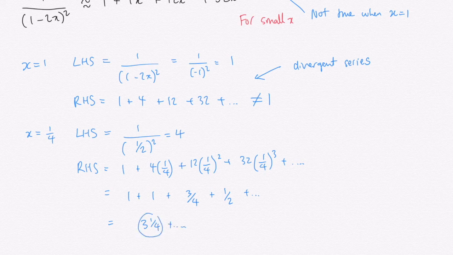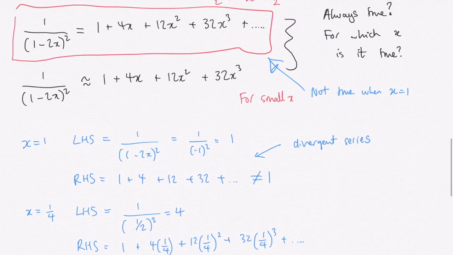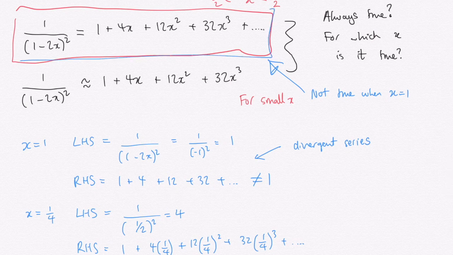Notice this isn't equal to 4 yet, but I'm not going to prove this now. If we continue calculating these remaining terms, the more terms we calculate, the closer this will get to 4. So this is a series that converges, and in particular, it converges to 4, which is what we wanted. So it is true. This statement here is true when x equals a quarter.